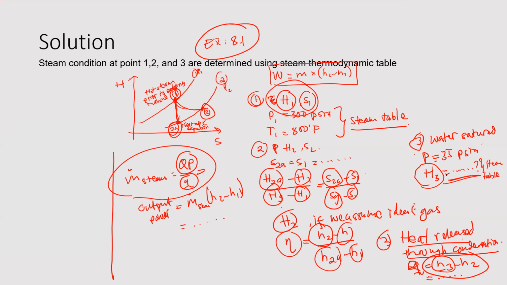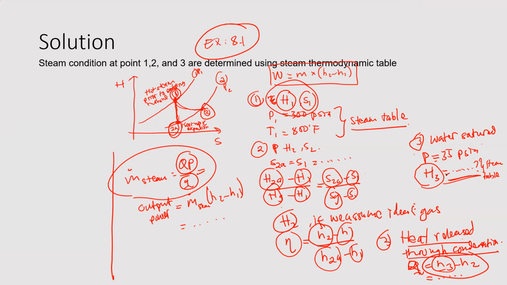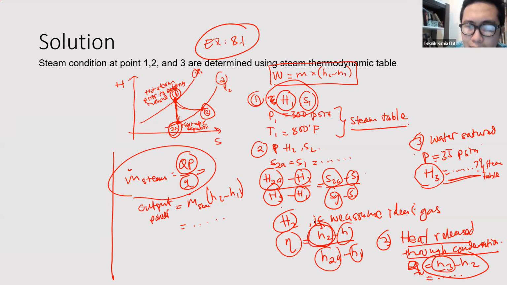Sir, since the efficiency is 60%, do we multiply 60% to QP, sir? So you mean the heat release? There's an efficiency in the question, sir, somewhere. Yes. The efficiency is used when you calculate the H2. If we assume the condition is similar to an ideal gas, you can use the formula where the efficiency is the difference between the enthalpies divided by the enthalpy difference with H2A. So you use the efficiency in order to calculate the enthalpy of point number 2 here.